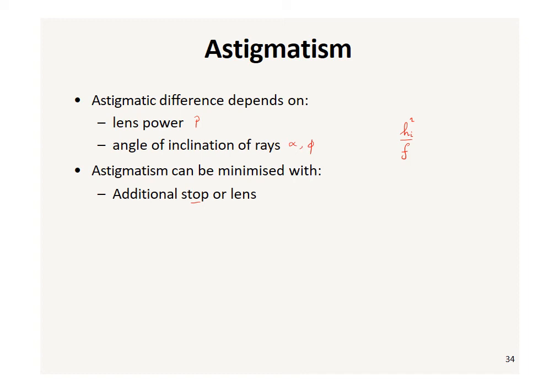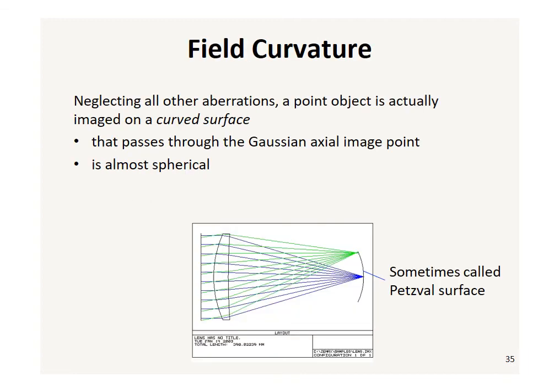We can also use extra lenses in order to reduce the amount of astigmatism. Let's say you've got rid of all the other aberrations, and so all the rays that hit your lens converge together at one point, not at several different positions. Now we end up with another problem. Unfortunately, the points at which they converge are not on a flat surface. They're on a curved surface.